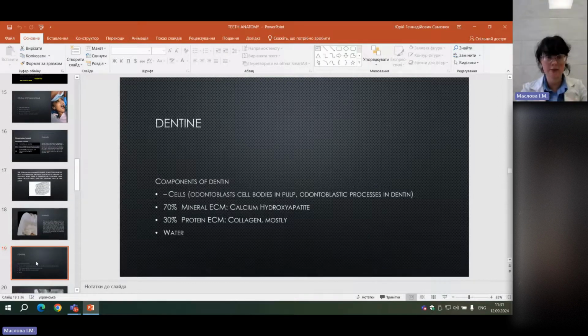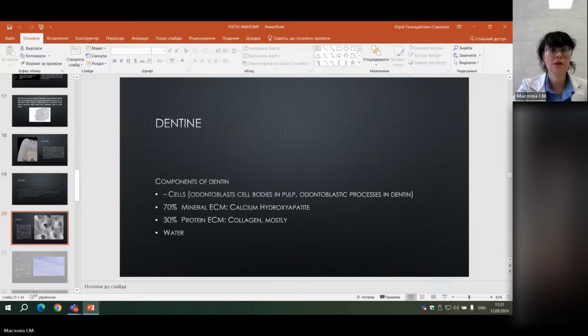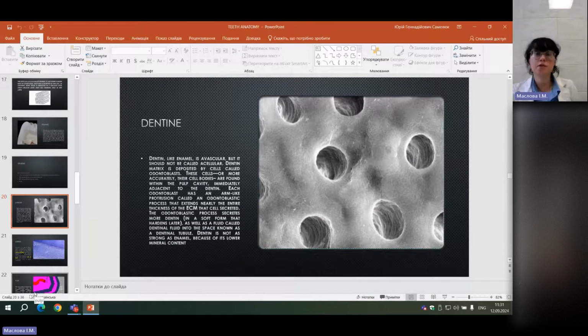You remember that ECM is the extracellular matrix. It is collagen, mostly types 1, 3, and 5, and water. And now you can see the photo from an electron microscope, and you can see the thin structure of dentine with dentinal tubules. You can see these tubules.